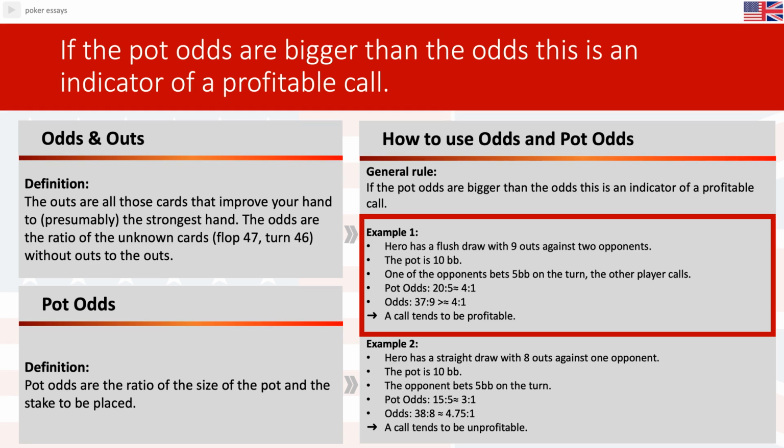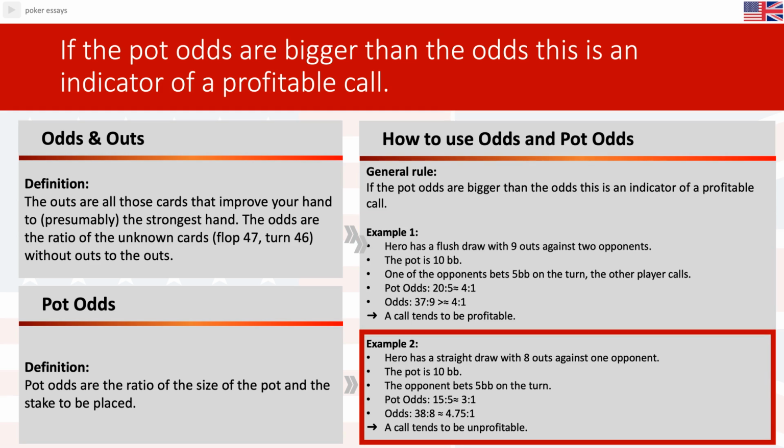Hero has now pot odds of 20 to 5 or 4 to 1 after division by 5. The odds are 37 to 9 or approximately 4 to 1 after division by 9. Since the pot odds and the odds are about the same size, but Hero can potentially win way more than just the current pot in case of a flush, this is a situation where a call tends to be profitable for Hero. Now take a look at the second example.